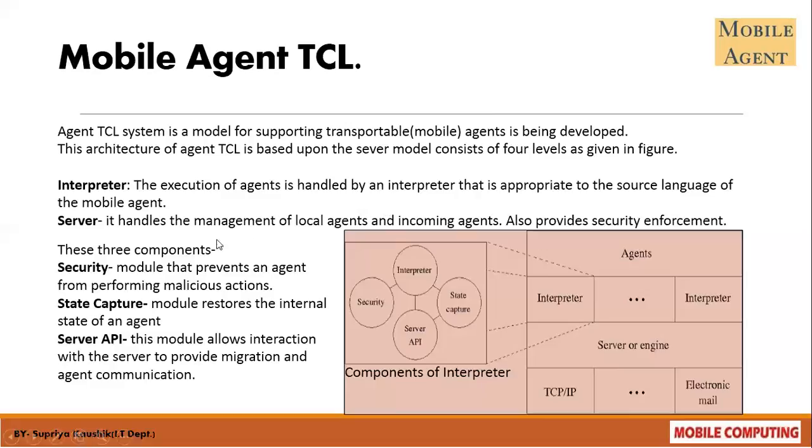The components of the interpreter are, first, security. The interpreter implements the security. This module prevents an agent from performing malicious actions, because security is the major disadvantage of mobile agents. The state capture module restores the internal state of an agent, and the server API module allows interaction with the server to provide migration and agent communication. So that's all about the mobile agent.